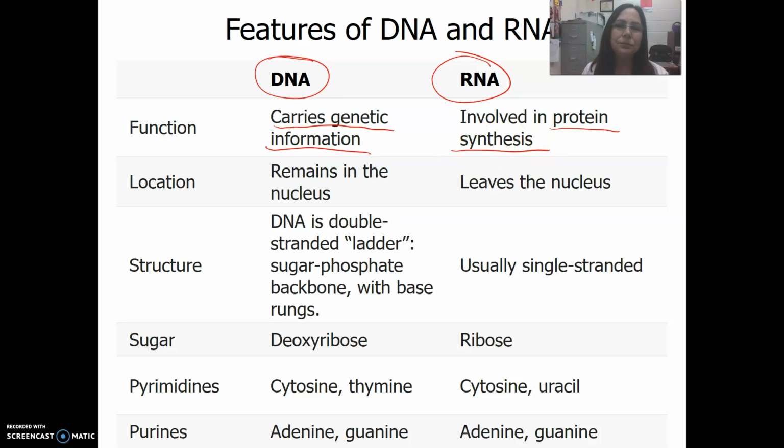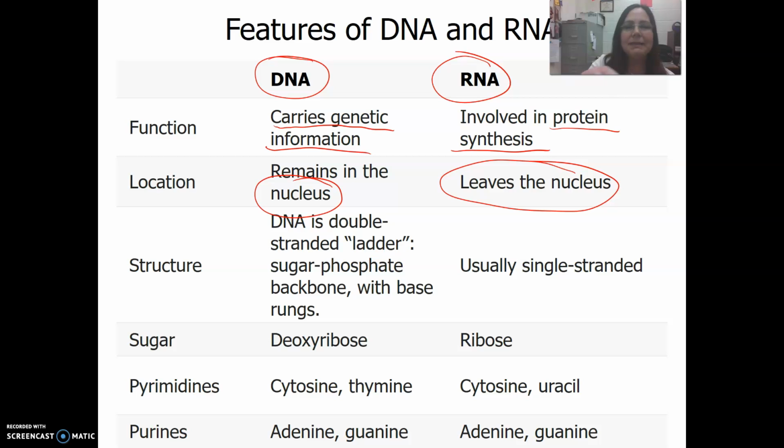And microRNA is involved in gene regulation. That's not listed up here. The location for DNA is that it stays in the nucleus. The RNA is formed in the nucleus, but it leaves the nucleus and enters the cytoplasm of the cell, which is just the fluid part inside of the cell.